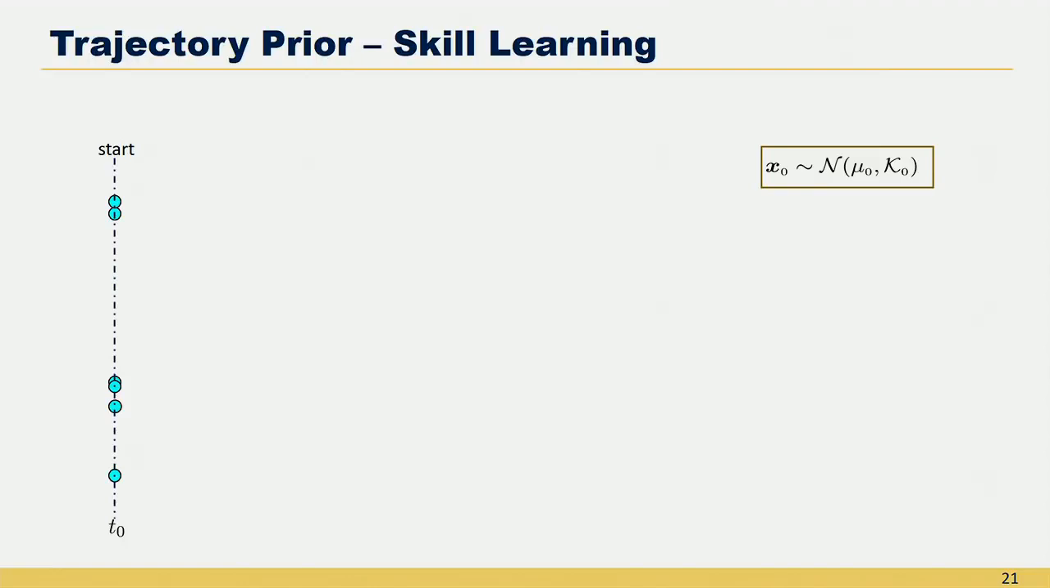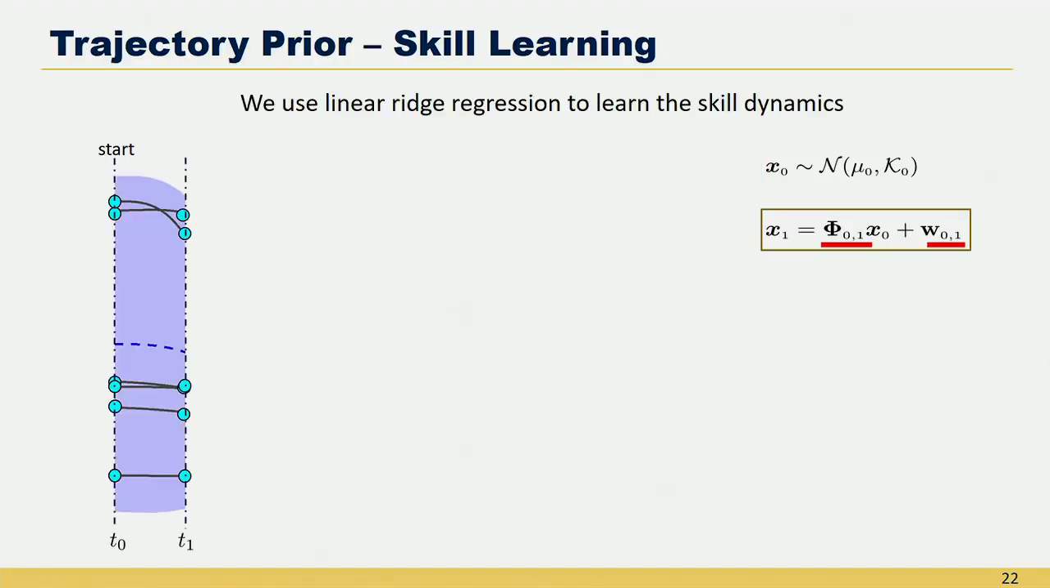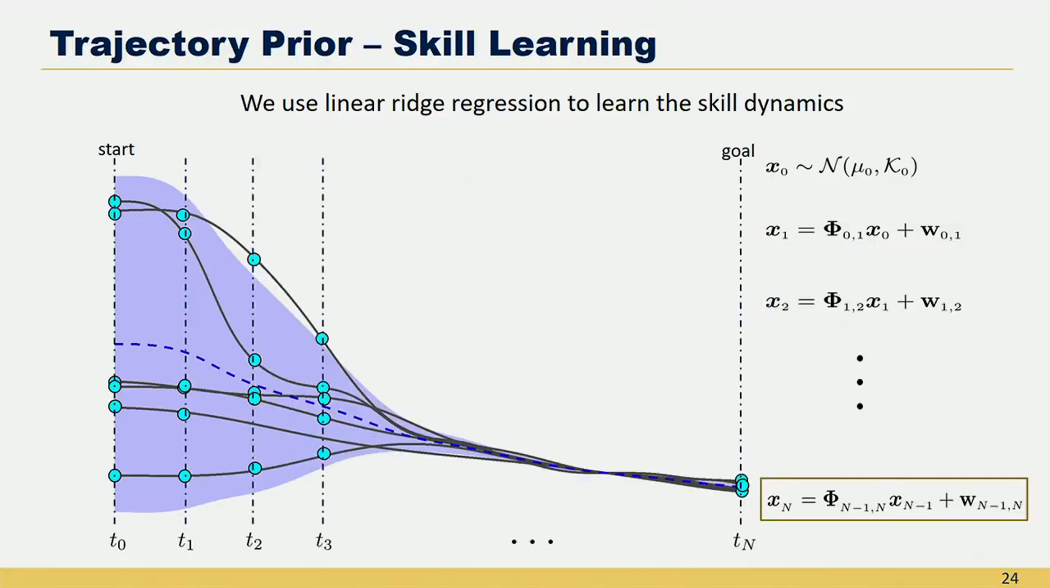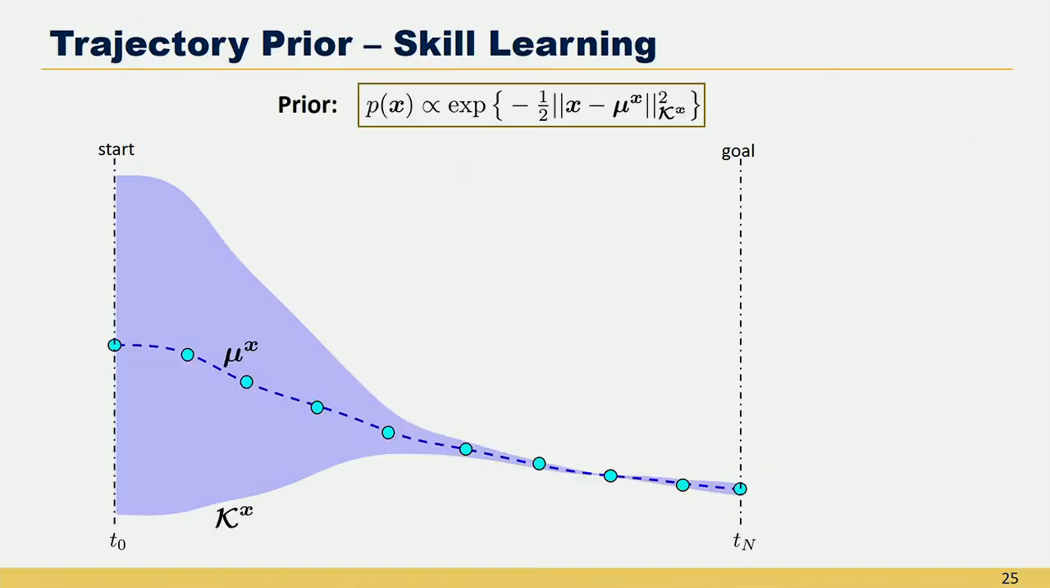So let me show you with this toy example how we go about learning this prior. We start with the Gaussian over our initial states, which take care of all the trajectories. Now the next state is related to the previous state, as I mentioned before, by the state transition matrix, which we can learn by use of linear ridge regression. The additive Gaussian noise term can be viewed as the uncertainty in our estimate. We repeat this step for the next time interval, and we keep on repeating this until we reach the end of our trajectories. In the end, we end up getting the prior, which is a Gaussian over time, with a particular mean and a covariance function.